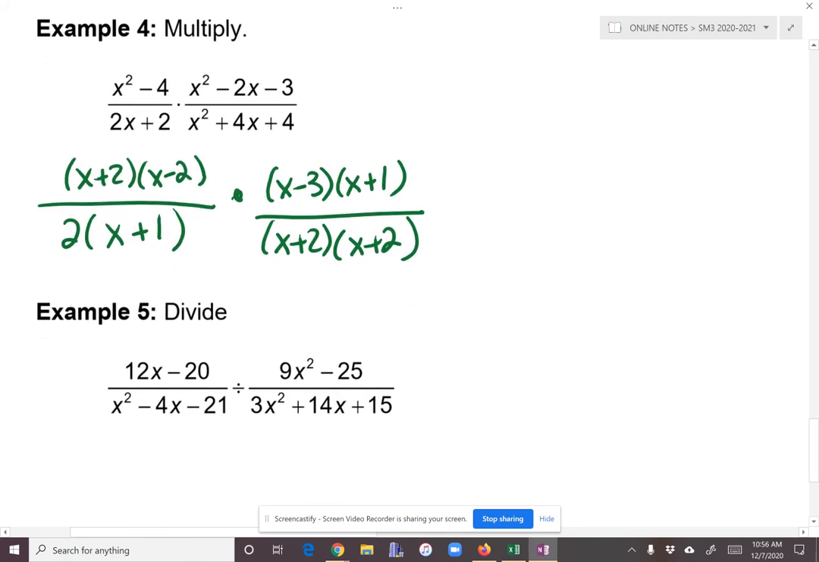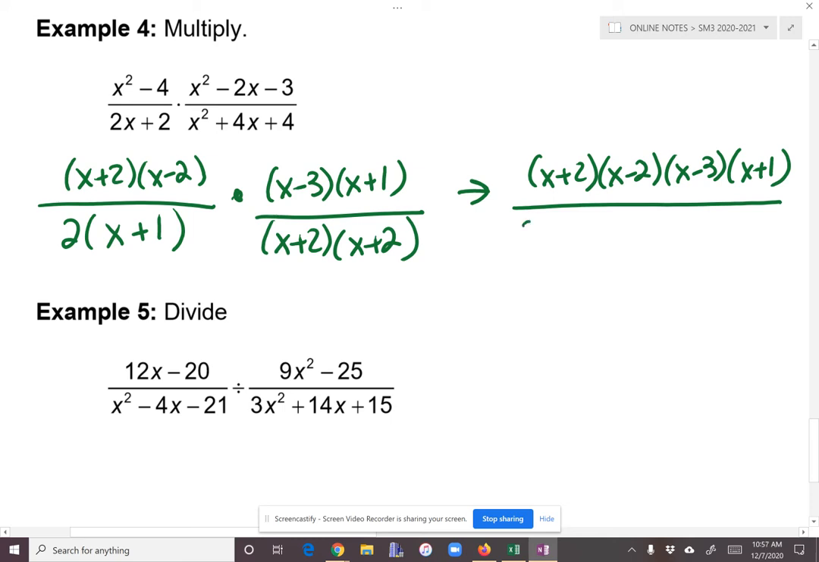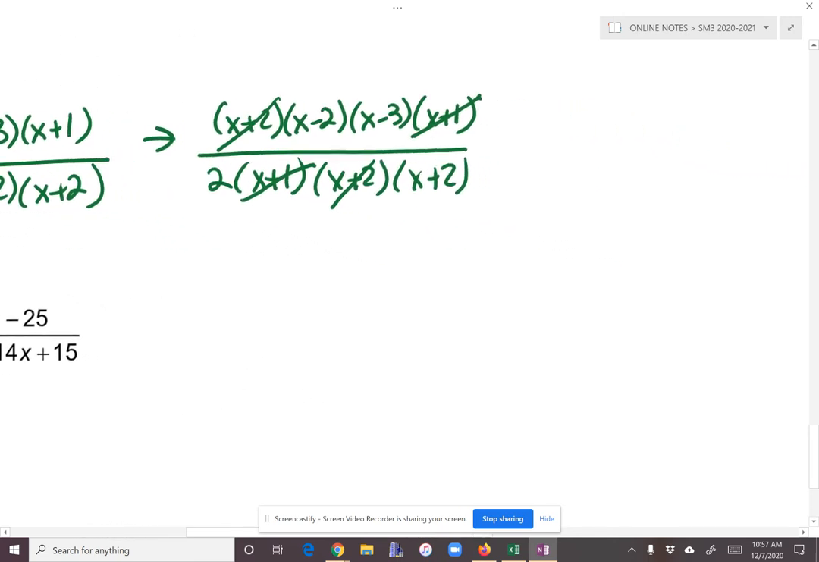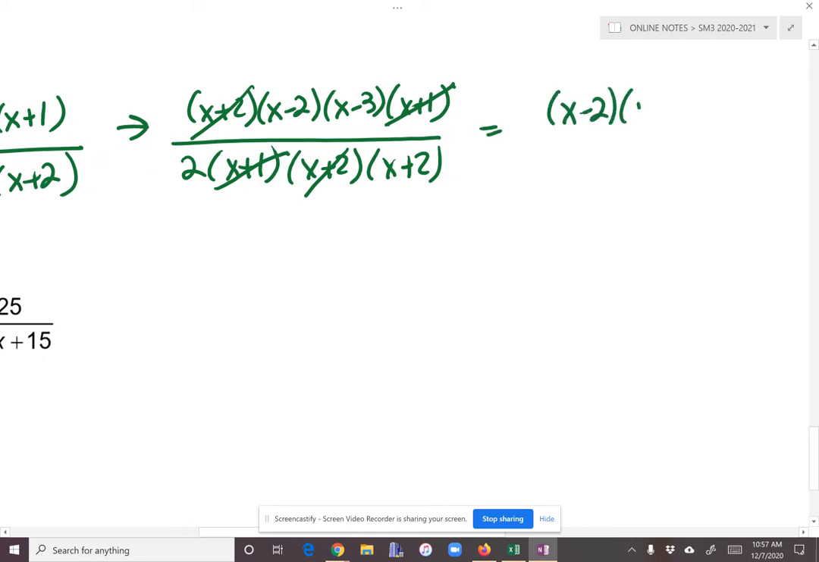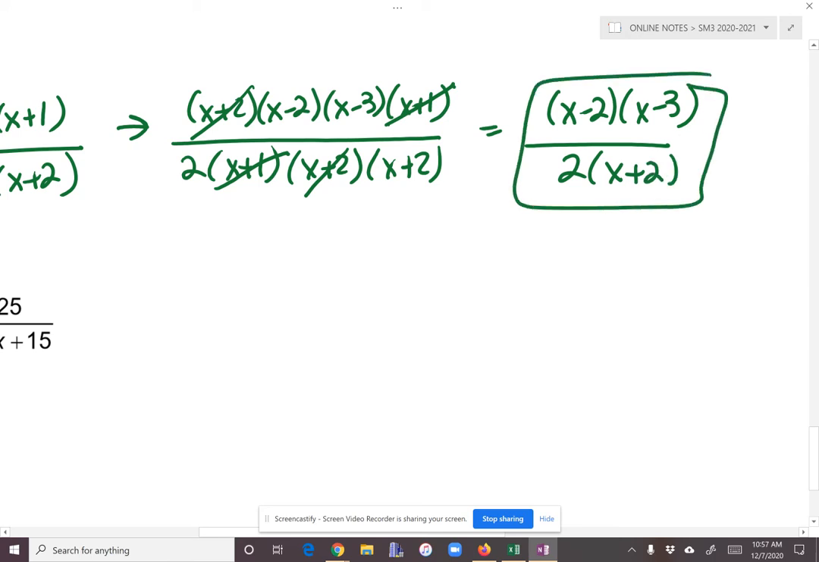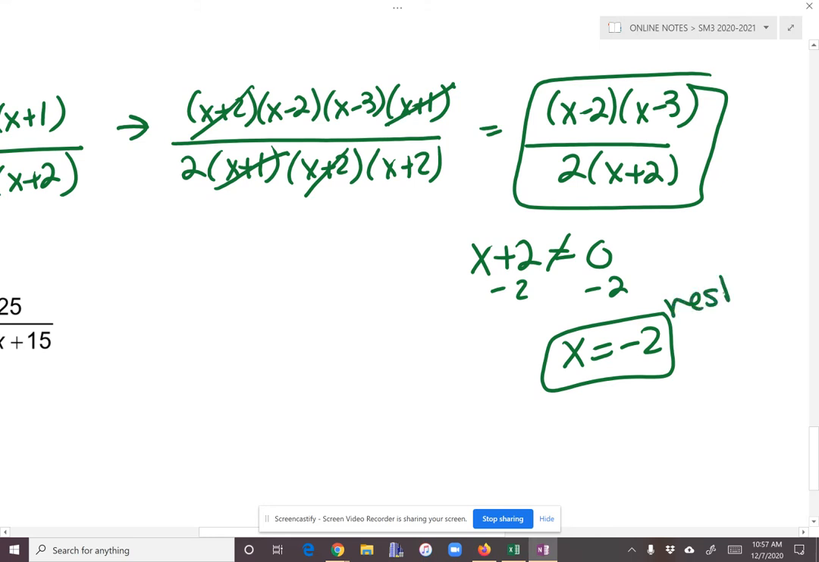I multiply straight across, which means I just write what I have on top, and on bottom, 2, x plus 1, x plus 2, x plus 2, and then I cancel out common factors. So the x plus 1s can cancel. The x plus 2s can cancel. Just one of them, though. So what I'm left with is my final answer: x minus 2, x minus 3 on top, and a 2 and an x plus 2 on bottom. Okay, but because I have a binomial on bottom, I'm going to check my restriction, set that factor not equal to 0, and I say, hey, x can't equal -2. That's the restriction.